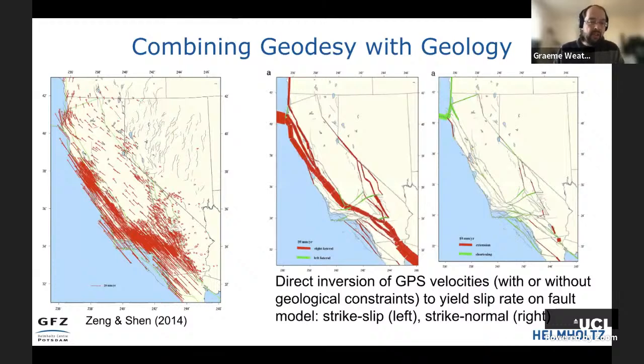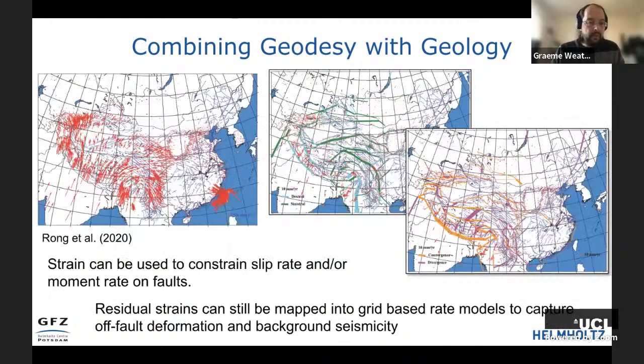And I haven't really mentioned this here. This could be a whole other topic in itself. In fact, I think there have been lectures on this already. The role that geodesy has to play in here can actually be several different roles, varied from model to model. But I'd say it's becoming most commonly used as a way of directly inverting GPS velocities to yield estimates of slip rate, in terms of strike-normal or strike-slip rate on our faults. This can also be used to constrain slip rate and moment rates, which also allows us to separate out on-fault strain from off-fault strain. And the off-fault strain can help us capture some of the off-fault deformation and the background seismicity.